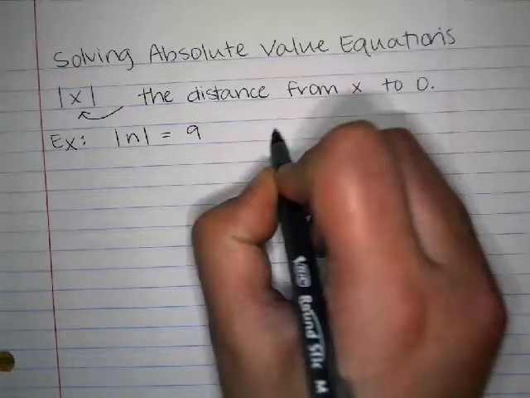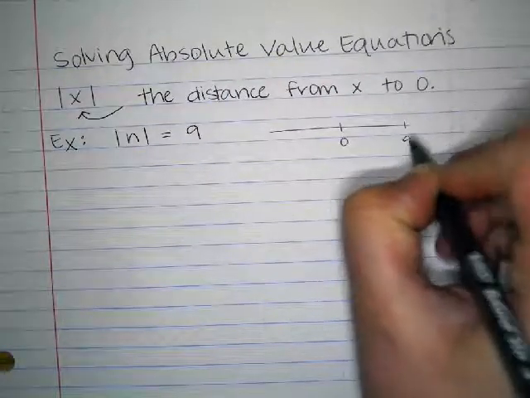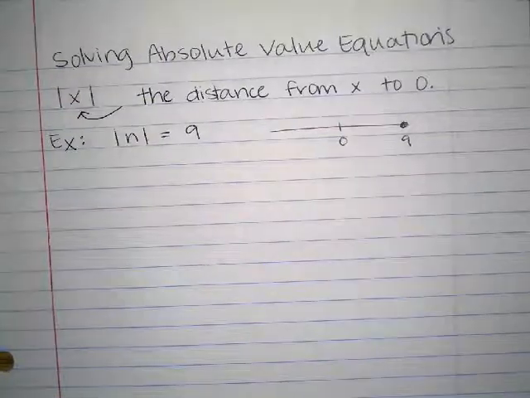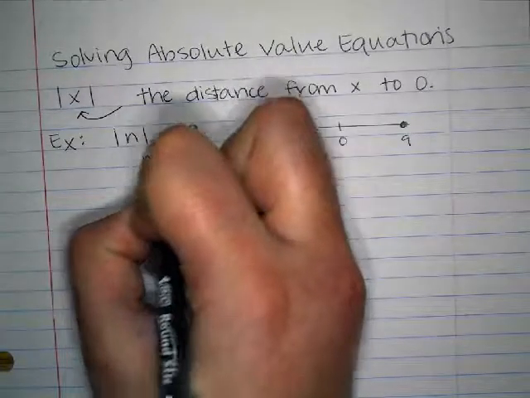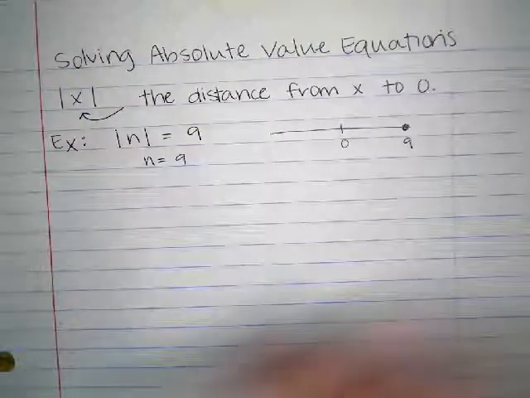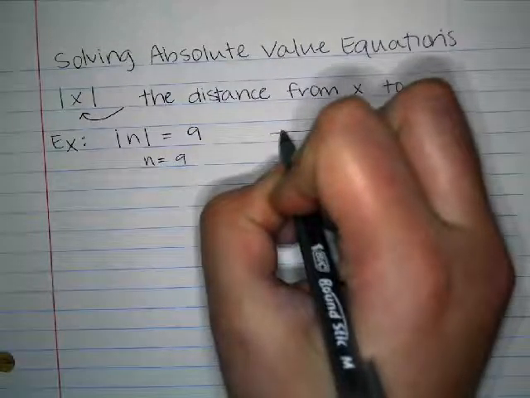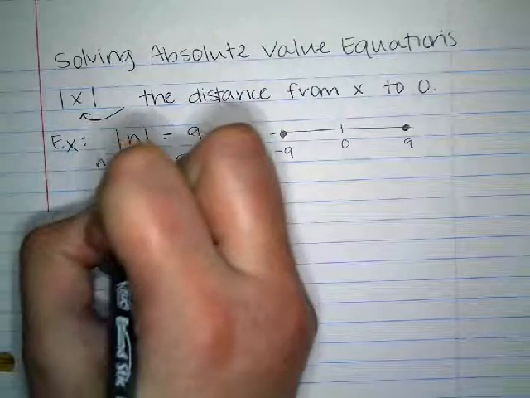9, yep, so let's think of a number line. We've got 0 right in the middle. 9 is over here, so the number 9 is a distance of 9 away from 0. So n could equal positive 9. Okay, what else could it equal? Negative 9. So n could also equal negative 9.